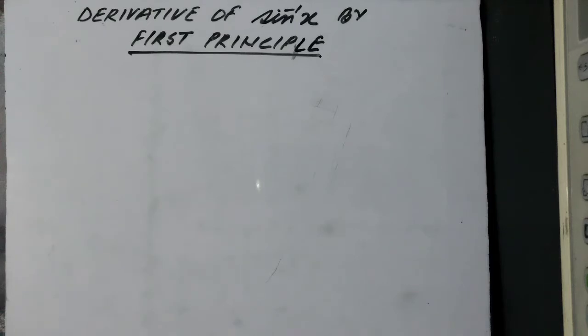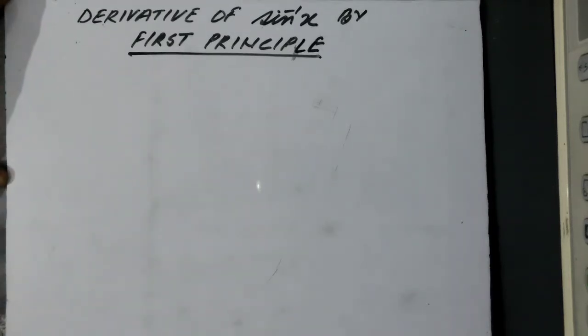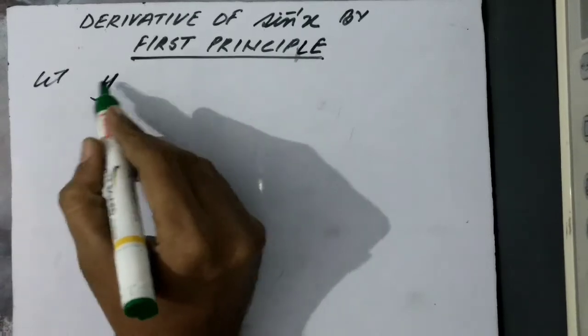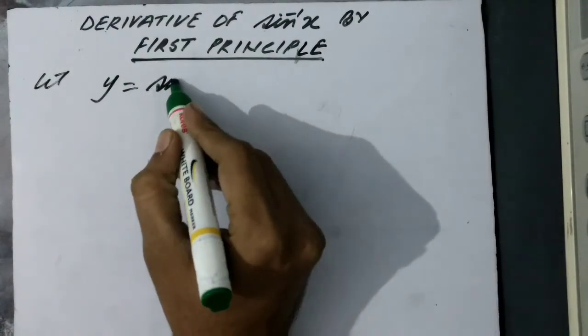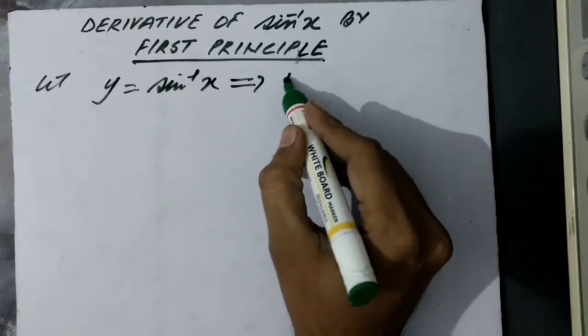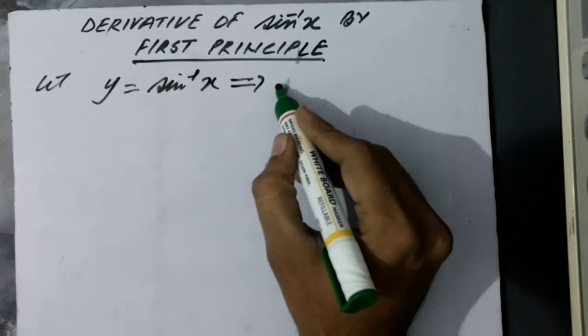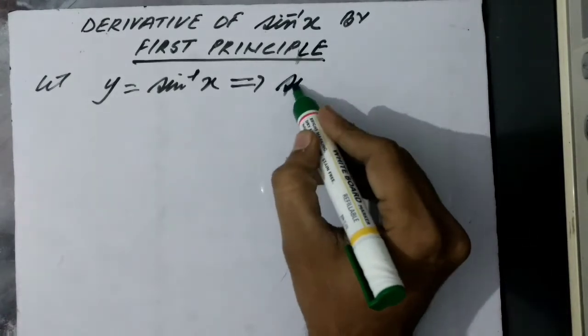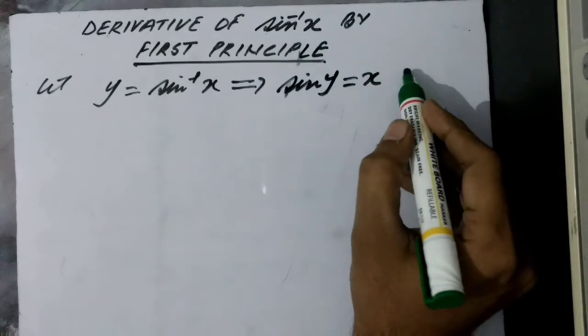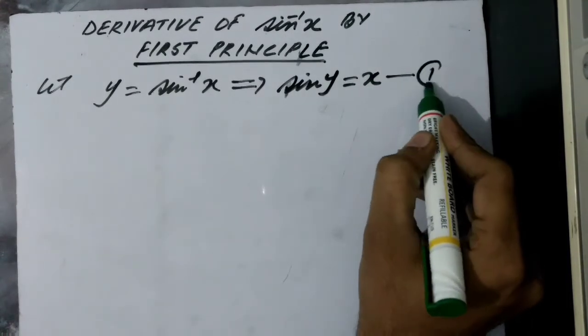In this video I am going to explain the derivative of sine inverse x by first principle. So let y is equal to sine inverse x implies that sine y is equal to x. Let it be equation number 1.